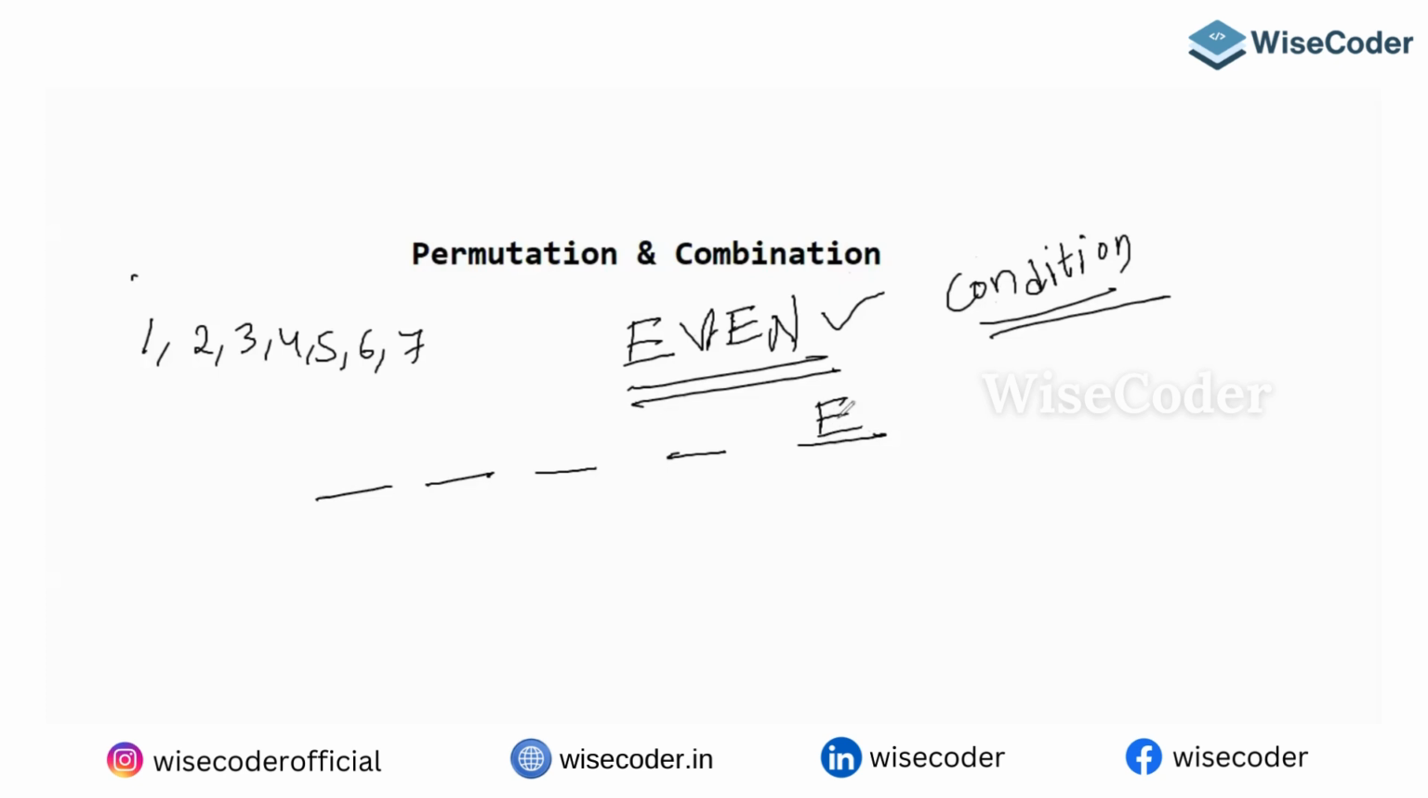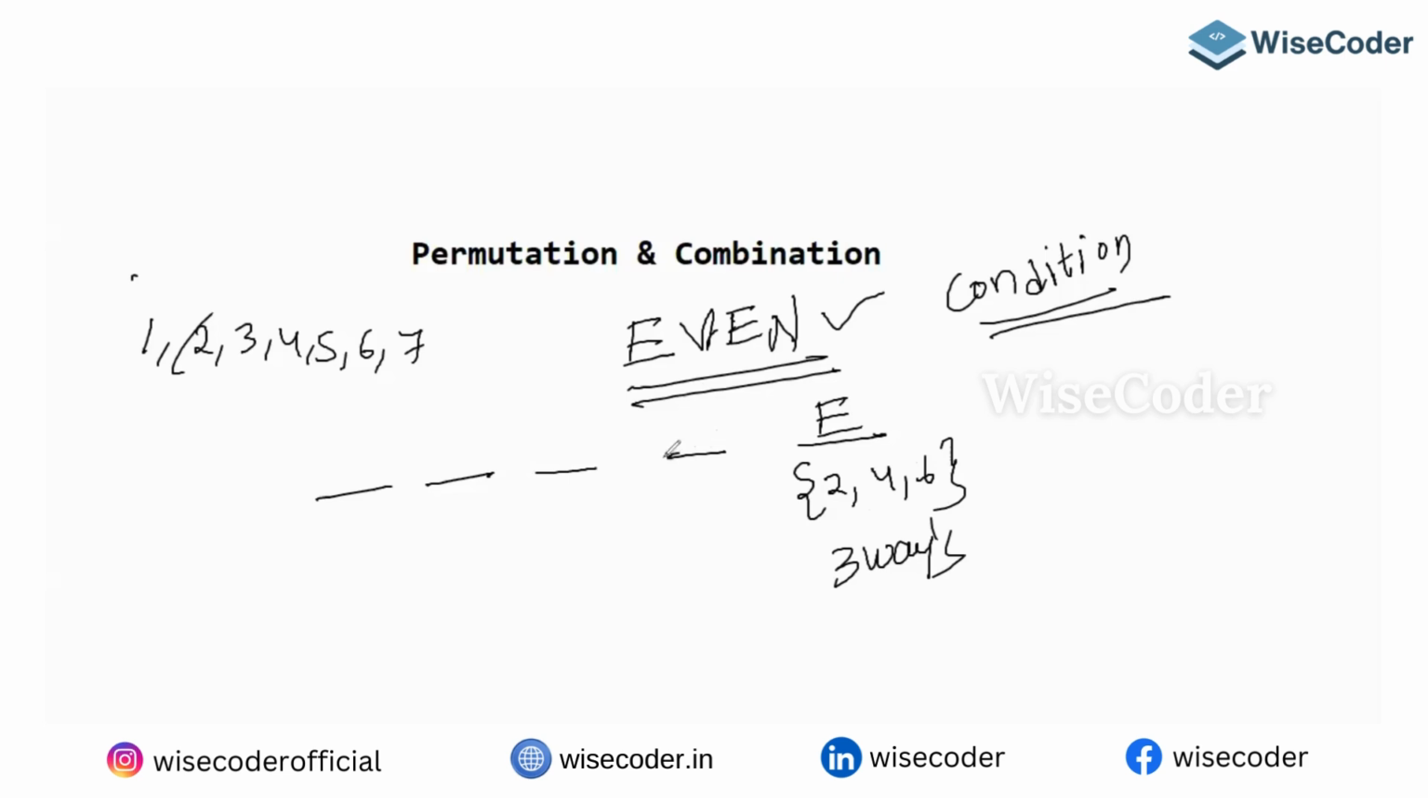Yes or no? I want this number to be even. So how many ways can I fill this? Either 2 or 4 or 6. Then only I can say this particular number is even. So I can fill this in 3 ways. But since I can use only one of 2, 4, 6, any one of them is going to sit here.